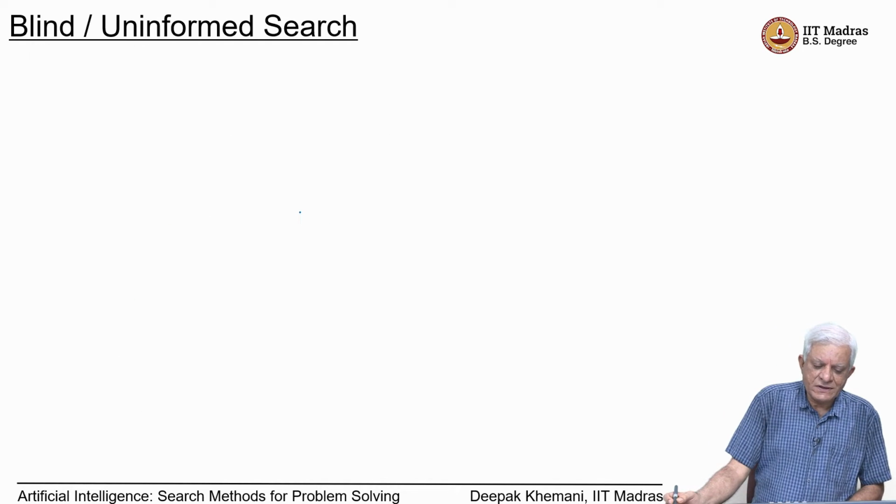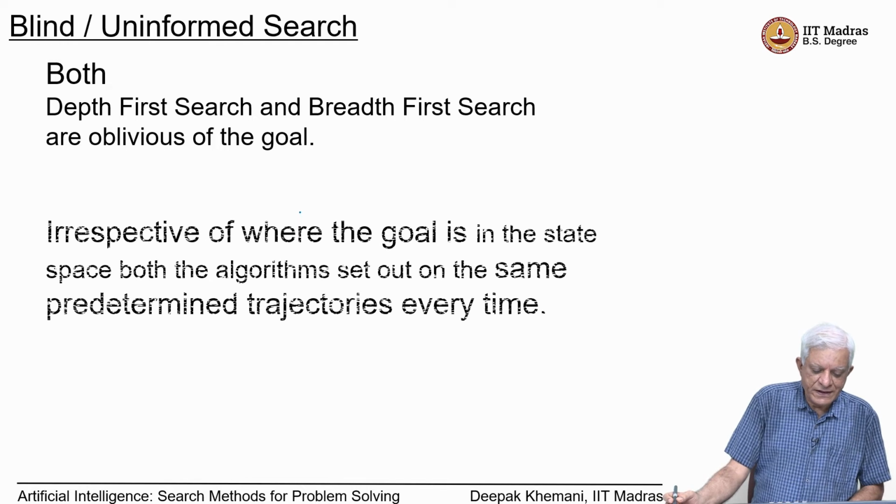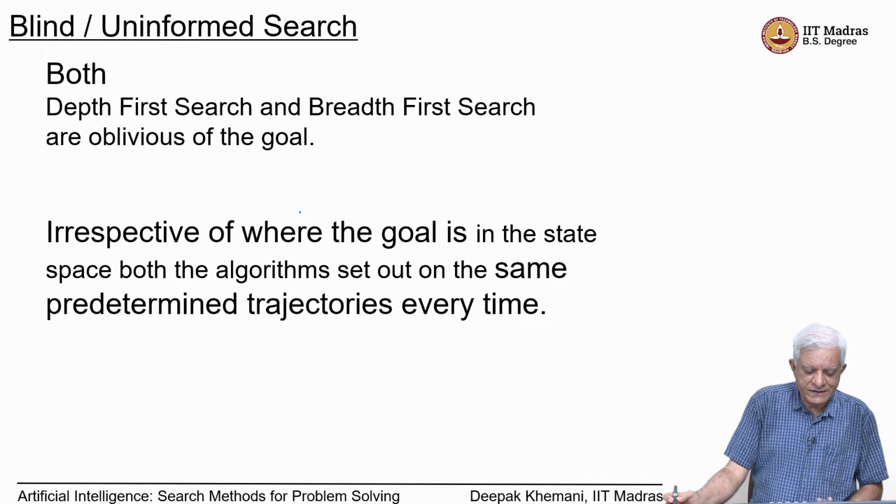So, these algorithms are known as blind or uninformed search methods. Both depth first search and breadth first search are oblivious of the goal. Irrespective of where the goal is in the state space, both the algorithms set out on the same predetermined trajectories every time.